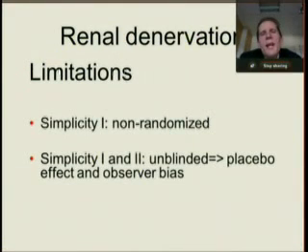Limitations, it's obvious that Simplicity 1 was non-randomized. Simplicity 1 and 2 were unblinded, so there's a placebo effect and observer bias possible. Next slide, please.